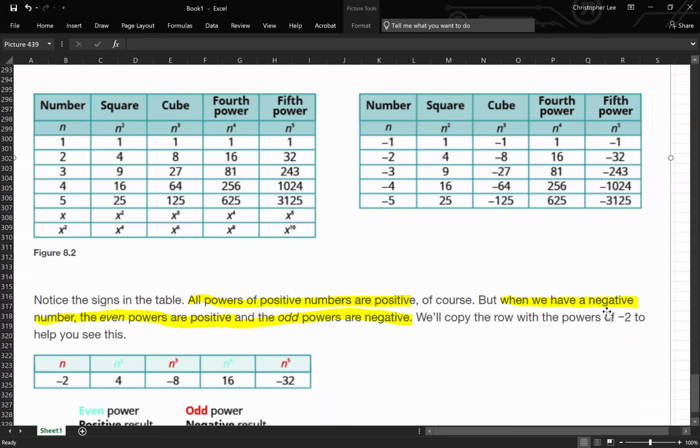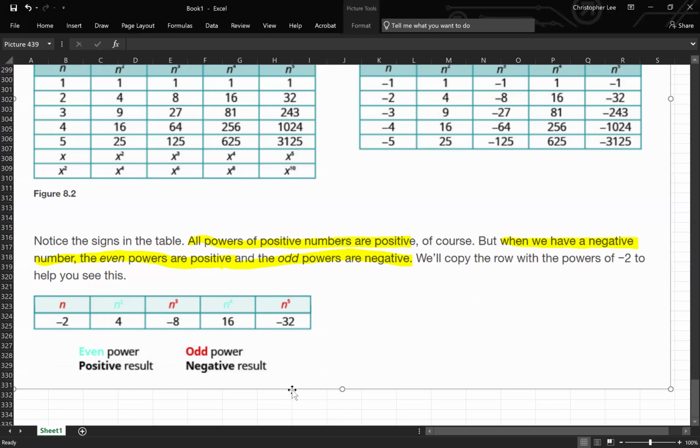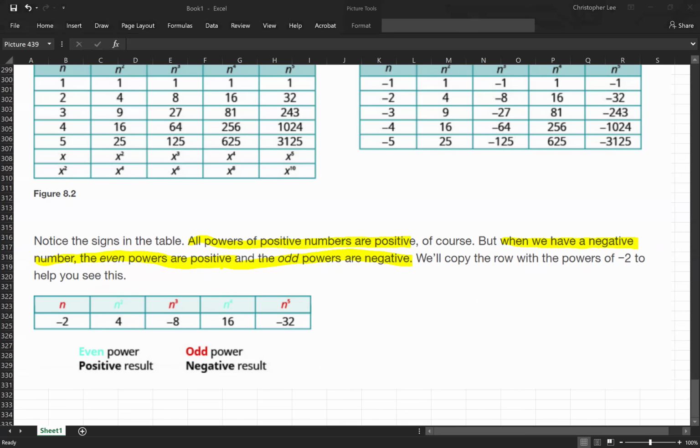All right. Notice the signs in the table. All powers of positive numbers are positive, of course. But when we have a negative number, the even powers are positive and the odd powers are negative, right? So we'll copy the row of powers of -2 to show you this, right? So if n was -2, n squared is 4, n cubed is -8, n to the fourth is 16, n to the fifth is -32, right? So even power, positive result, odd power, negative result, right? Just some cool stuff.